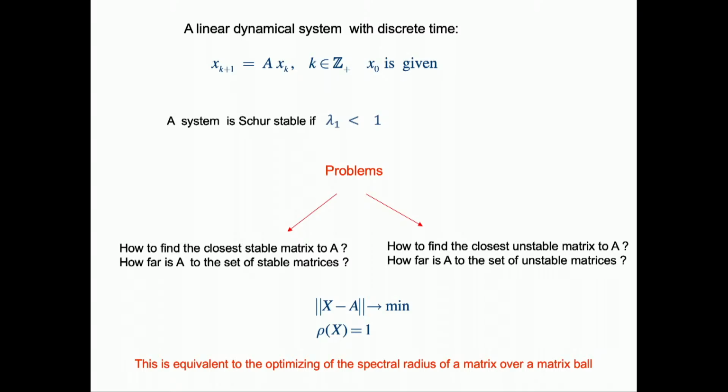So we can consider the following problem. A is a given matrix. We need to minimize the distance to the closest possible matrix, whose spectral radius is equal to 1. It might be less than or equal to 1 in the first problem, or bigger than or equal to 1.